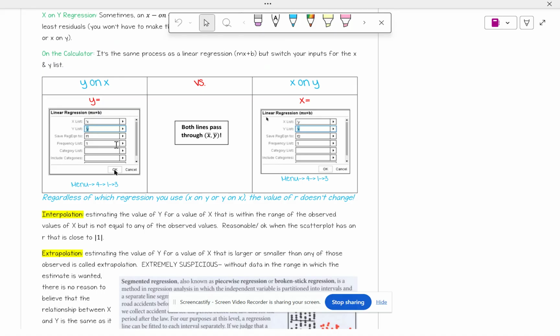Both lines pass through x bar, y bar. This is the mean of all the x's, this is the mean of all the y's. Regardless of which regression you've done, r doesn't change. r still measures the strength of the linear association between the two variables, okay?